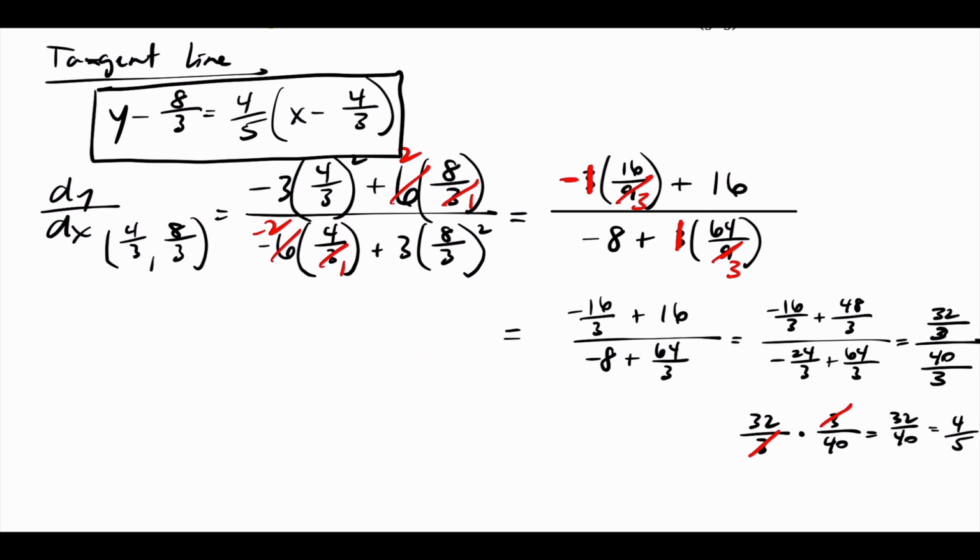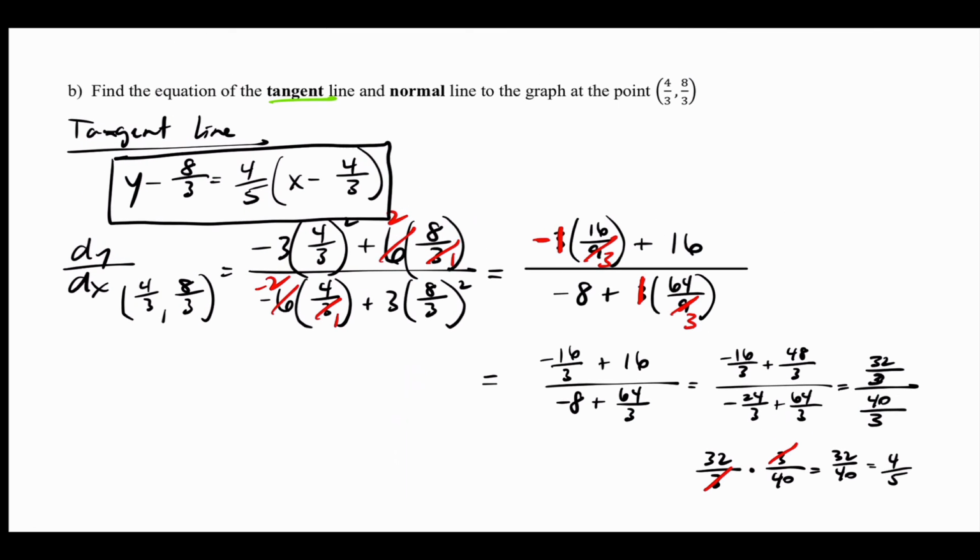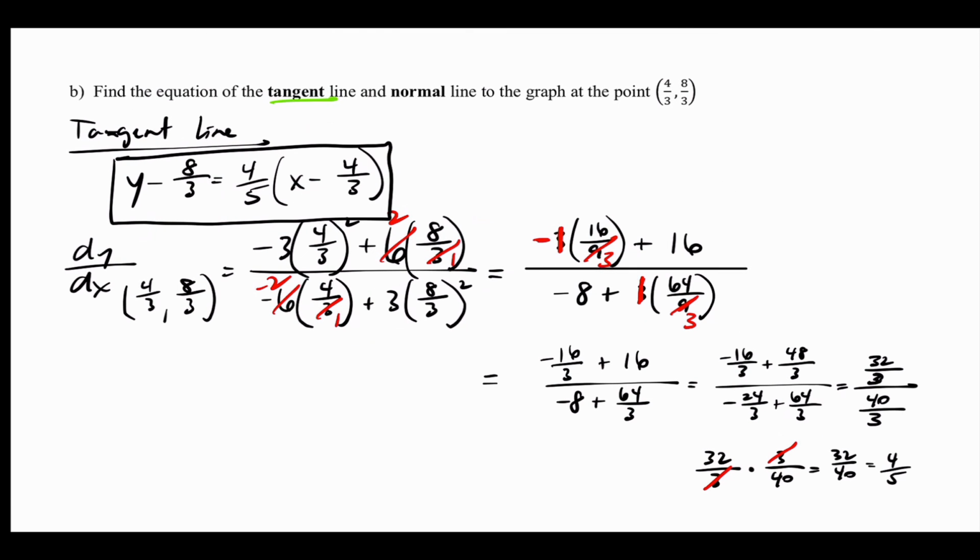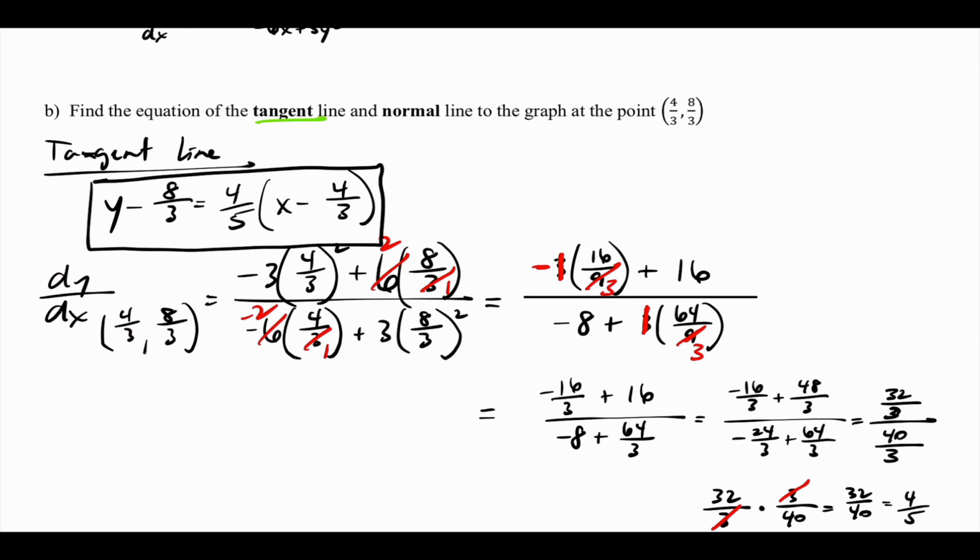Normal line. What the heck is a normal line? A normal line is related to the tangent line. Normal lines and tangent lines are perpendicular. They're perpendicular lines. What's a perpendicular line? If I tell you two lines are perpendicular, what does it mean?